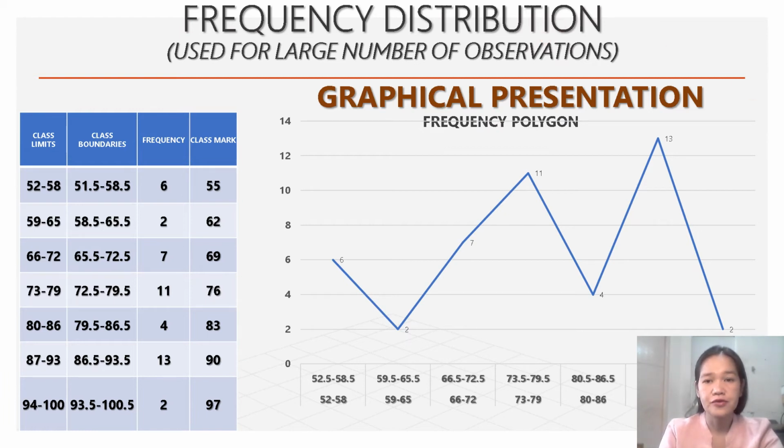A frequency polygon is a line graph where the frequency of each class interval is plotted against the corresponding class mark. Since we have 55, 62, 69, 76, 83, 90, and 97, those are the values of class mark. The horizontal axis contains the class marks, while the vertical axis represents the frequency. So we call this the graphical presentation for a frequency polygon.